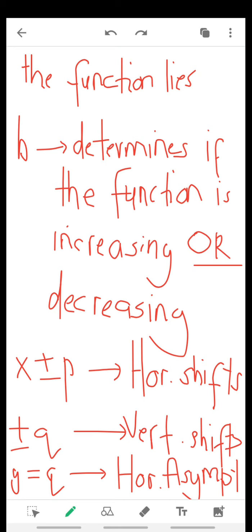And then we've got the value of q, which may be positive or negative. So what does q do in an exponential function? It is responsible for the vertical shifts up and down. How many units is the graph moving upwards, or how many units is the graph moving downwards? That is q. Q is the one that tells us how many units that will happen.